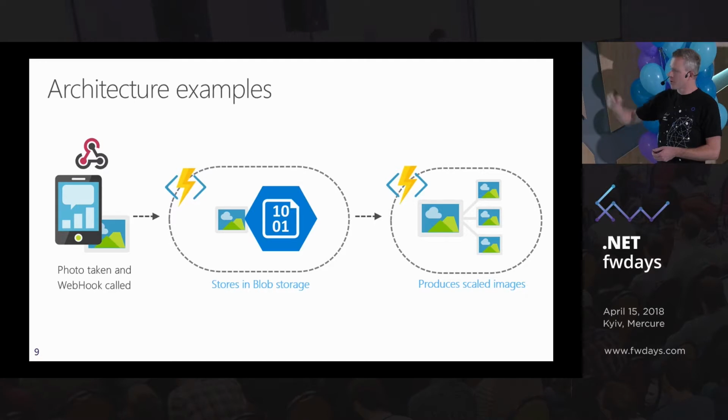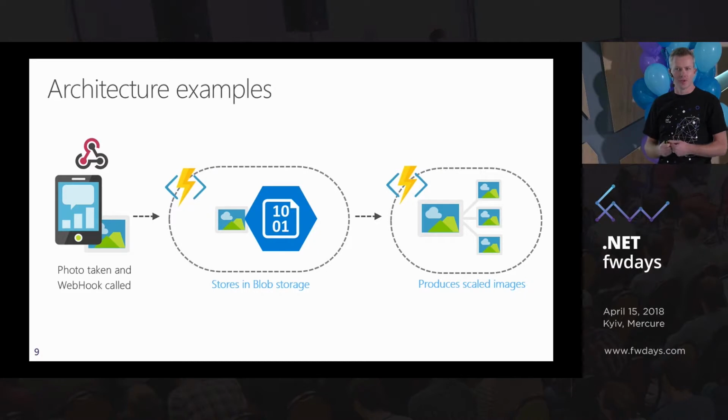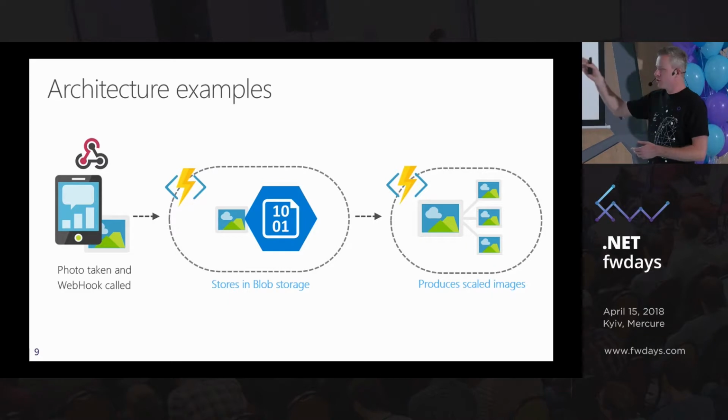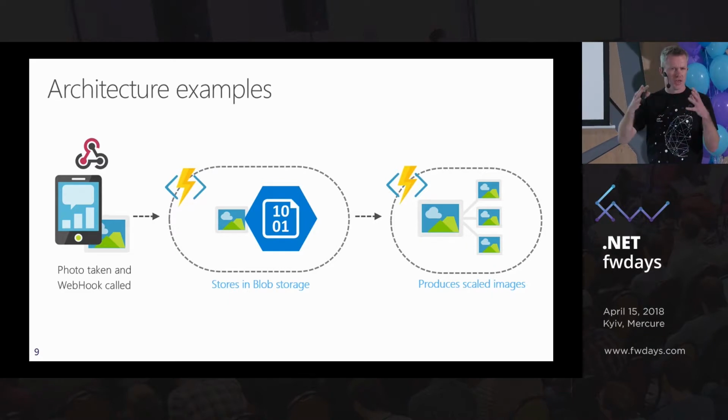You upload a picture from your phone. One function handles storing the photograph, and the other one, triggered by it being stored in blob storage, is actually doing scaled versions of it. And this is one very important thing: you will design your architecture to work well with Azure Functions. Because if you would do everything in a single big function, that would not scale really well.